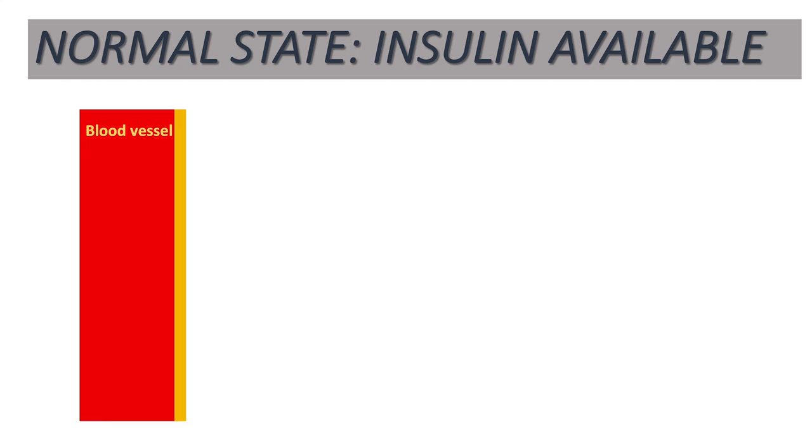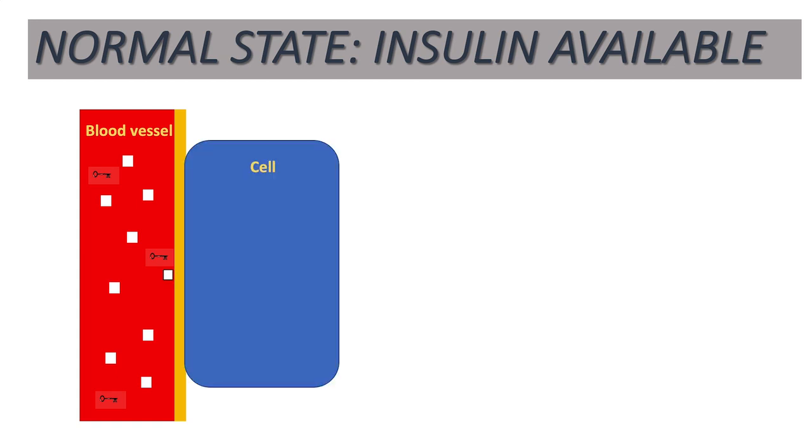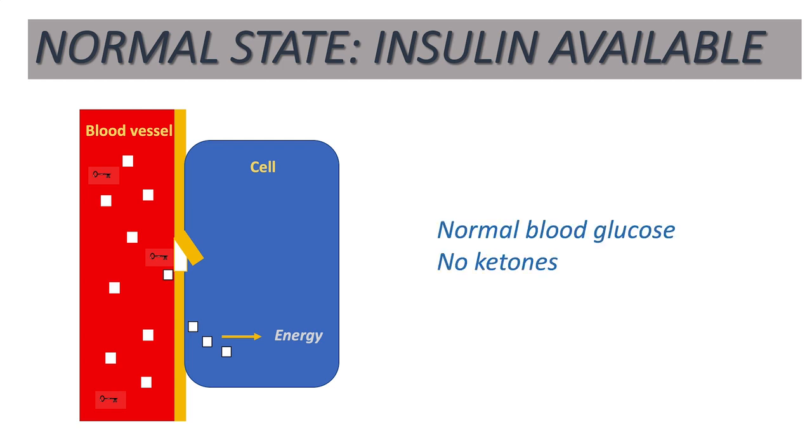So this is a blood vessel. In the blood vessel, you've got blood glucose, represented by the white cubes. If you have insulin here as a key and a cell, the insulin is able to open the gate to the cell, and then the blood glucose enters the cell and can be used as energy. In this normal state, you've got normal blood glucose and no ketones available.